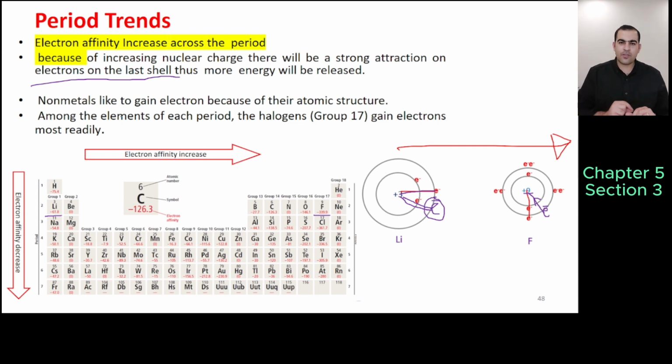Okay, guys, from electron affinity we understand that non-metals like to gain electrons because of their atomic structure, because they have high attraction. Imagine fluorine, they are from the right side of the periodic table. Elements from the right side have a high attraction for electrons, which means they like to gain electrons. But metals, like s-block metals, don't like electrons. Why? Because they don't have attraction. Example, lithium doesn't have high attraction, so it's going to release a small amount of energy.